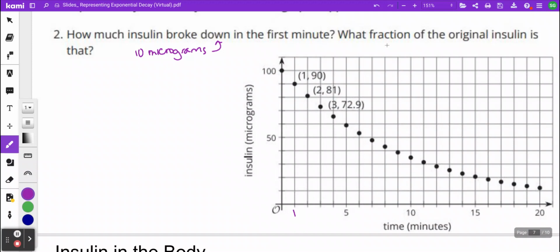The second question, though, what fraction of that was broken down? We've got 10 micrograms broke down out of the total we started with, 100. So that would be the fraction 1/10. 1/10 of the insulin broke down from minutes 0 to 1.